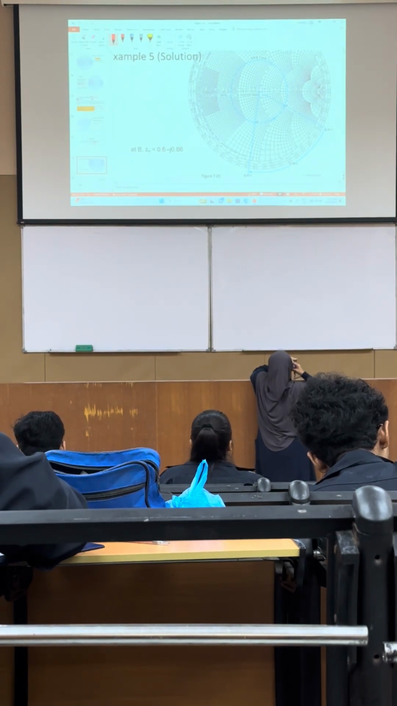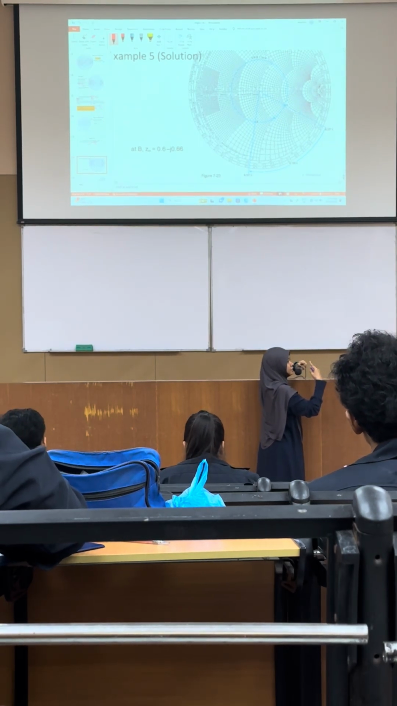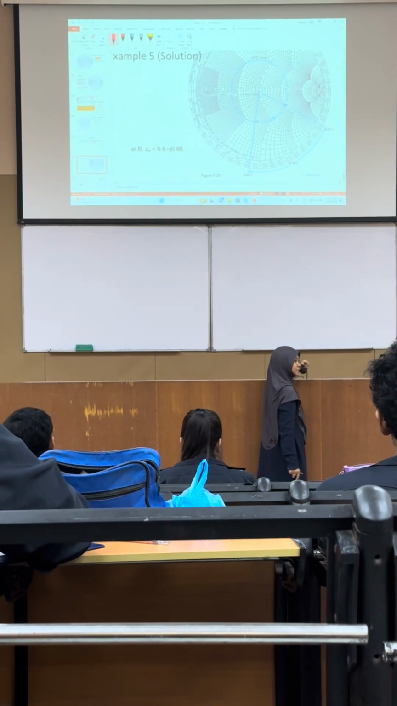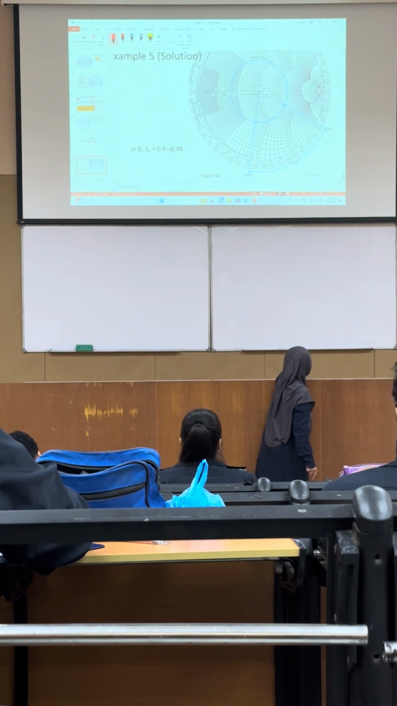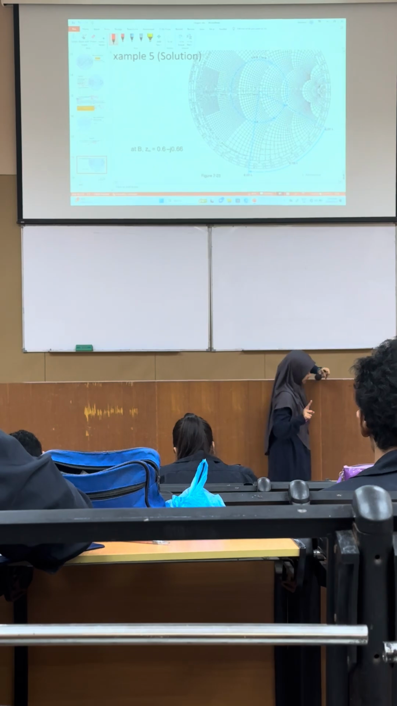0.6 minus j0.66 times 50. Okay. So if you get this answer, means that your drawing is correct.